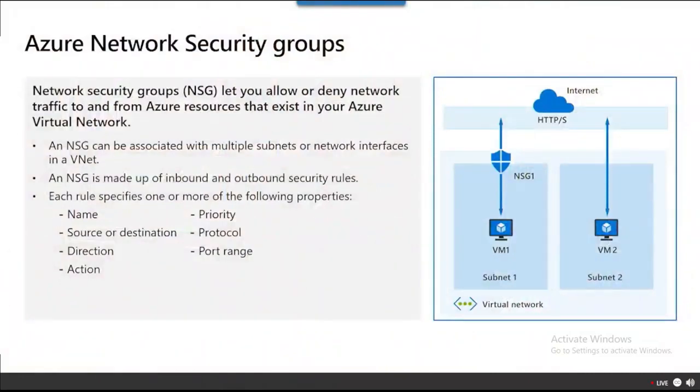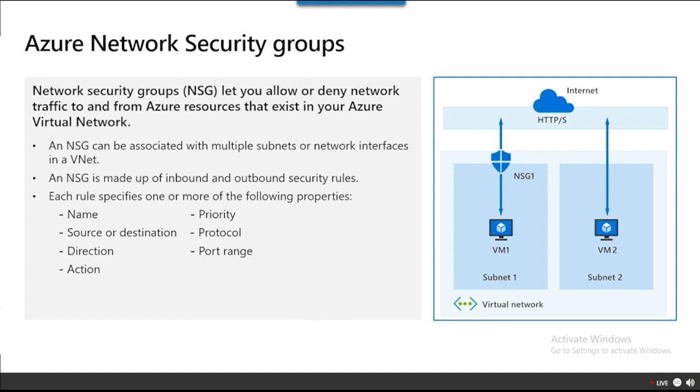And since traffic is going back and forth between your different virtual machines, you're going to want to limit what type of traffic you let in and out of your virtual network. And that's where network security groups come in. A network security group, or an NSG, allows you to deny or let in traffic from your Azure resources that are on your virtual network. The way it does this is by evaluating 5 different areas.